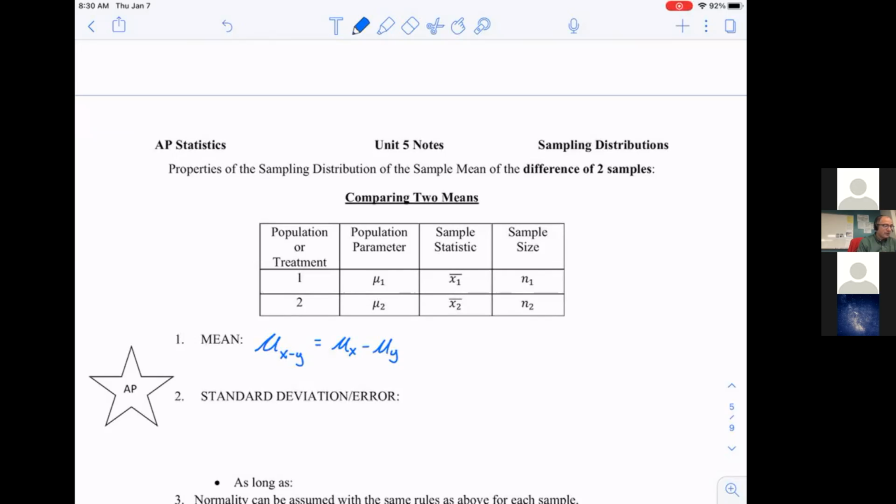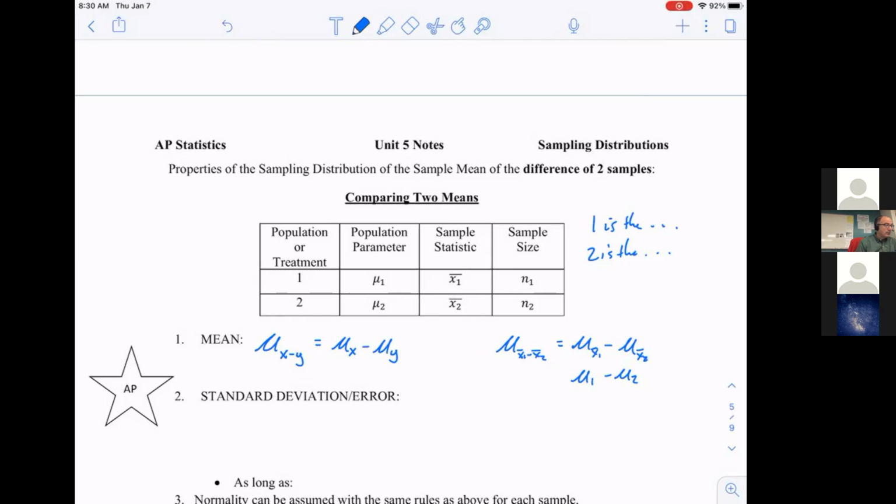Other ways to write that, looking at my notes, we could write the mean of X bar 1 minus the mean of X bar 2. Again, this is just notation wise. We could also just do the mean of 1 minus the mean of 2. But what happens is we have to define what 1 is and what 2 is. This is where attention to detail comes in. We have to define what all those are.